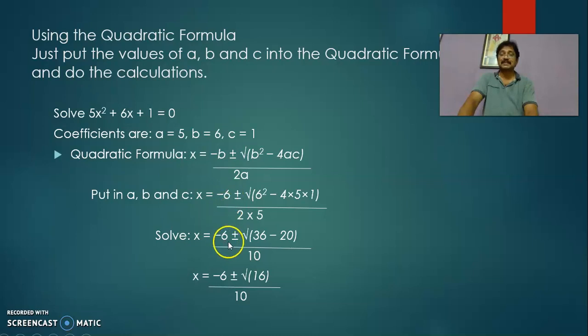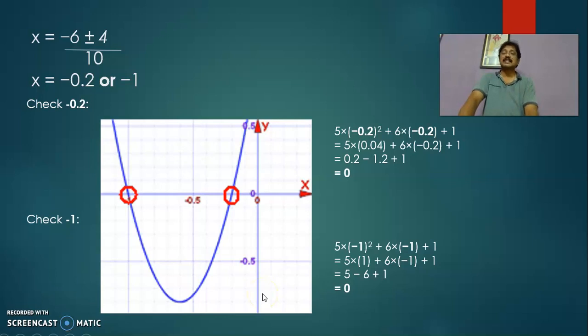Then you simplify that. Minus 6 plus or minus 6 square is 36, 4 5s are 20, by 10. 36 minus 20 is 16. So minus 6 plus or minus root 16 by 10. Of course you know that root 16 is 4. So x equal to minus 6 plus or minus 4 by 10, or you can say minus 6 plus 4 one value, minus 6 minus 4 another value. Of course 10 is the denominator for both. So minus 6 plus 4, that is minus 2 by 10, which is minus 0.2. And minus 6 minus 4 by 10, that is minus 10 by 10, minus 1.